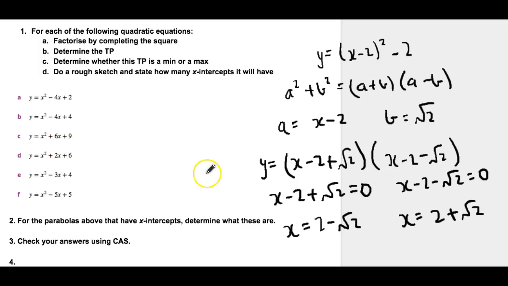And your y-intercept, so we may as well do that as well. Your y-intercept, if it's already expanded, is always the constant. So let's quickly sketch this. Okay, so we have a y-intercept at 2. What else have we got? We got a turning point at 2, -2.